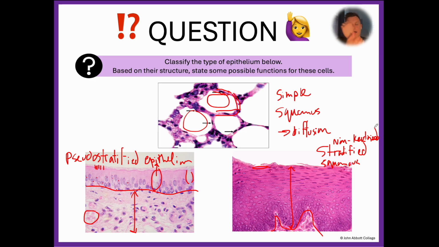So it's not our outer skin, it's every other opening to the body though, right? Our mouth, our esophagus, any hole into our body. So the vaginal canal and the rectum would have this as well, because these are all openings into the body. These are all places that you would find this non-keratinized stratified squamous epithelium.